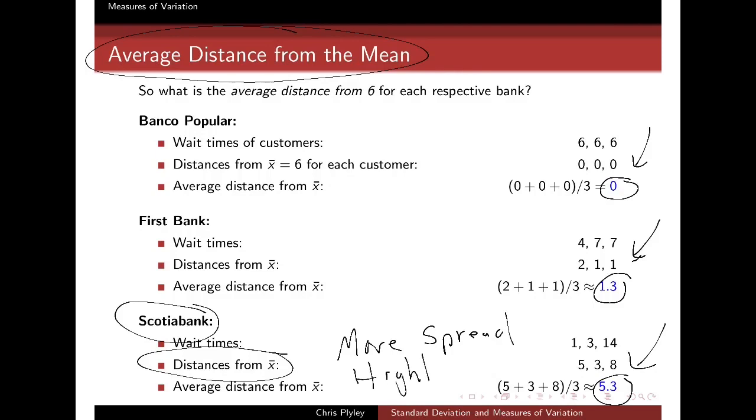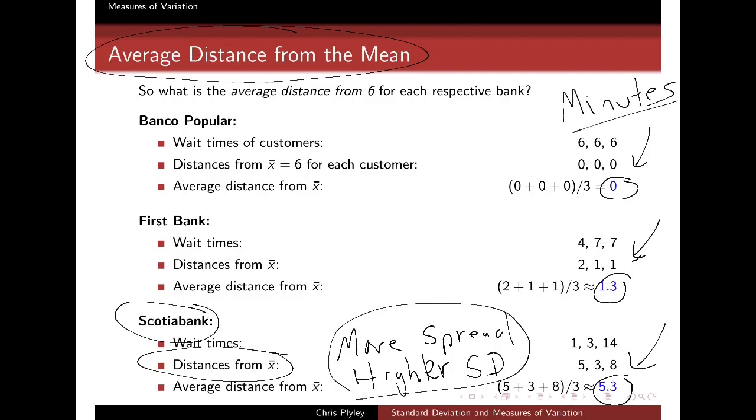And the other beautiful thing about standard deviation is that if you notice these three numbers here, 0, 1.3 and 5.3, these are in minutes, right? This is the same data unit as my data points. 6 minutes, 0 minutes. And so what I can do is I can actually make conclusions that are very relevant and easy to understand. 1.3 isn't just some random number, it's 1.3 minutes. I can say things like, at First Bank, customers tended to wait about 1.3 minutes above or below 6 minutes.